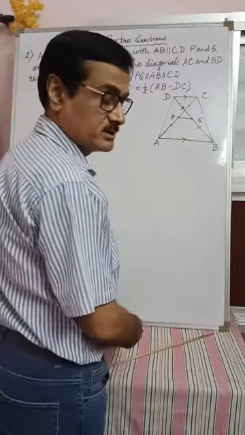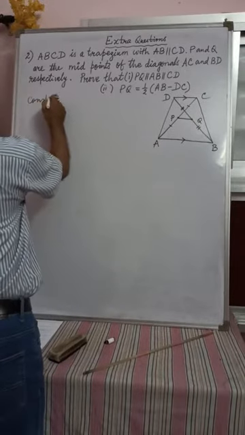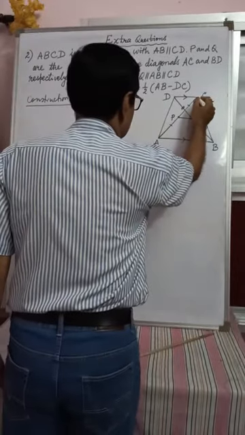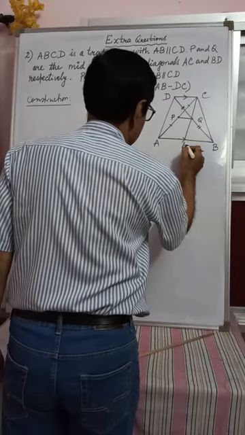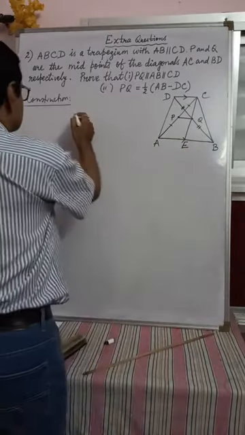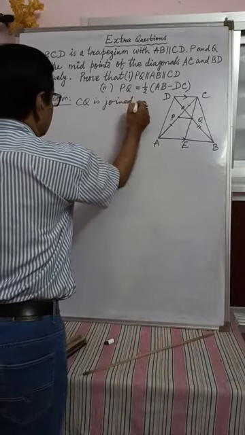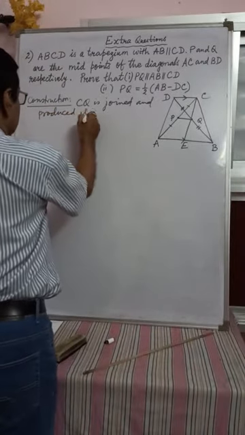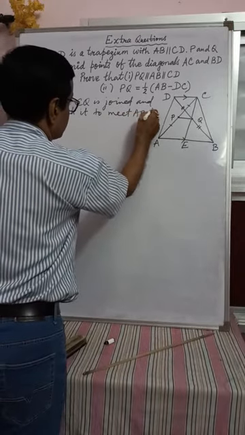And for this we need to construct. So first construction, we will join CQ and extend it to meet AB at, suppose, E. So CQ is joined and produced to meet AB at E. Now let us prove it.